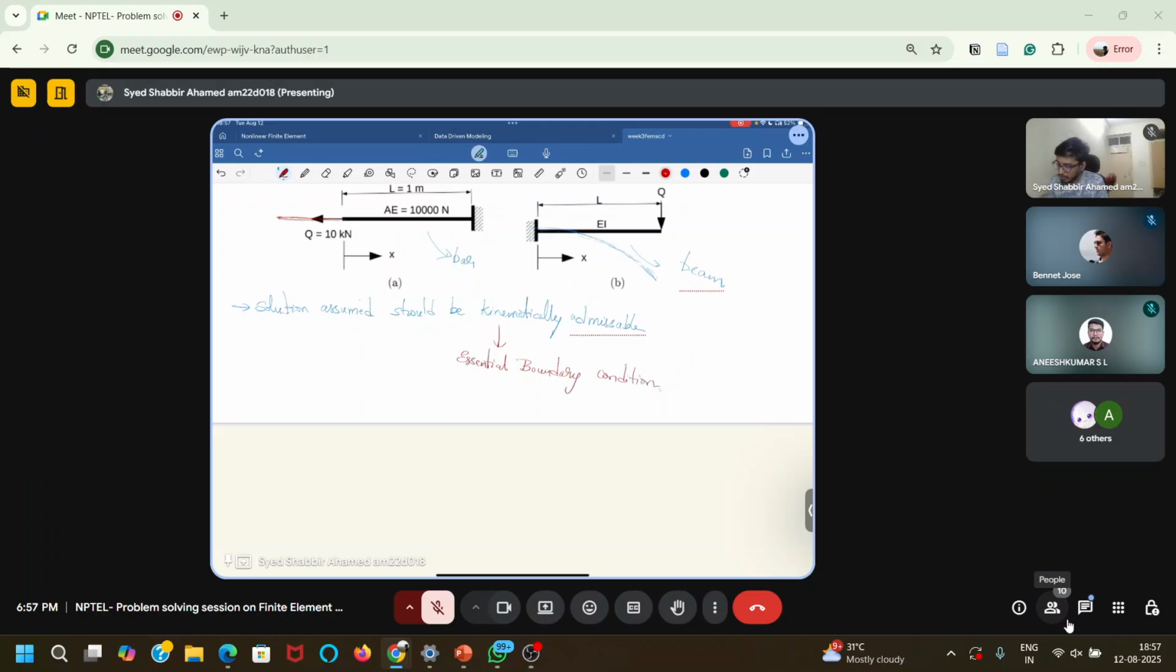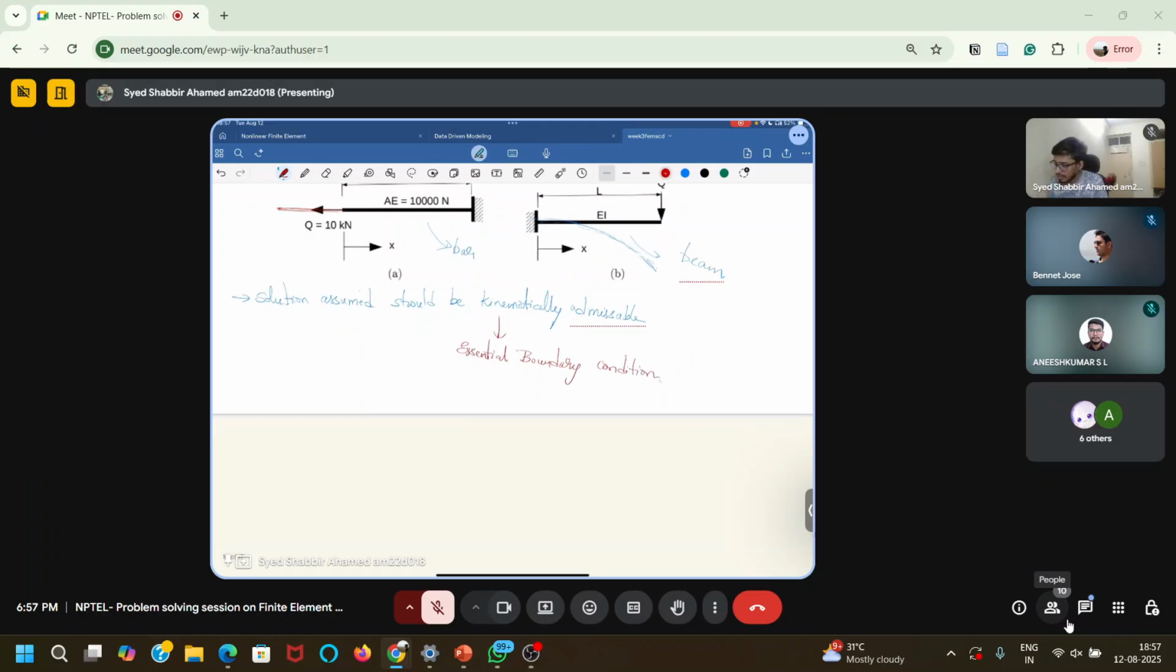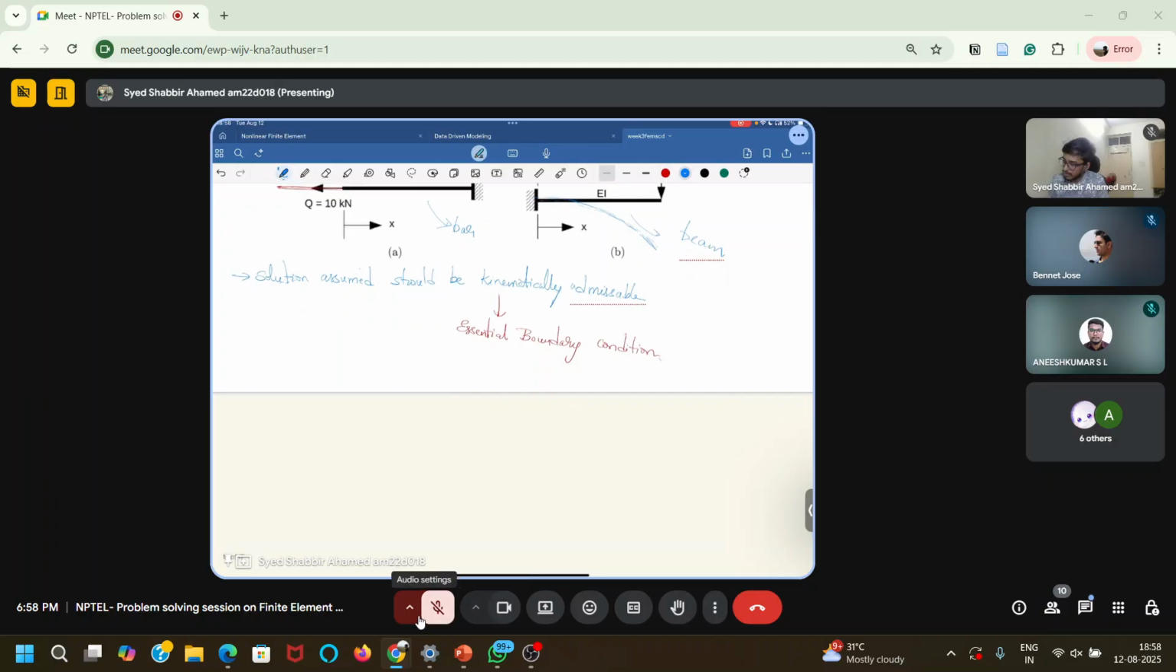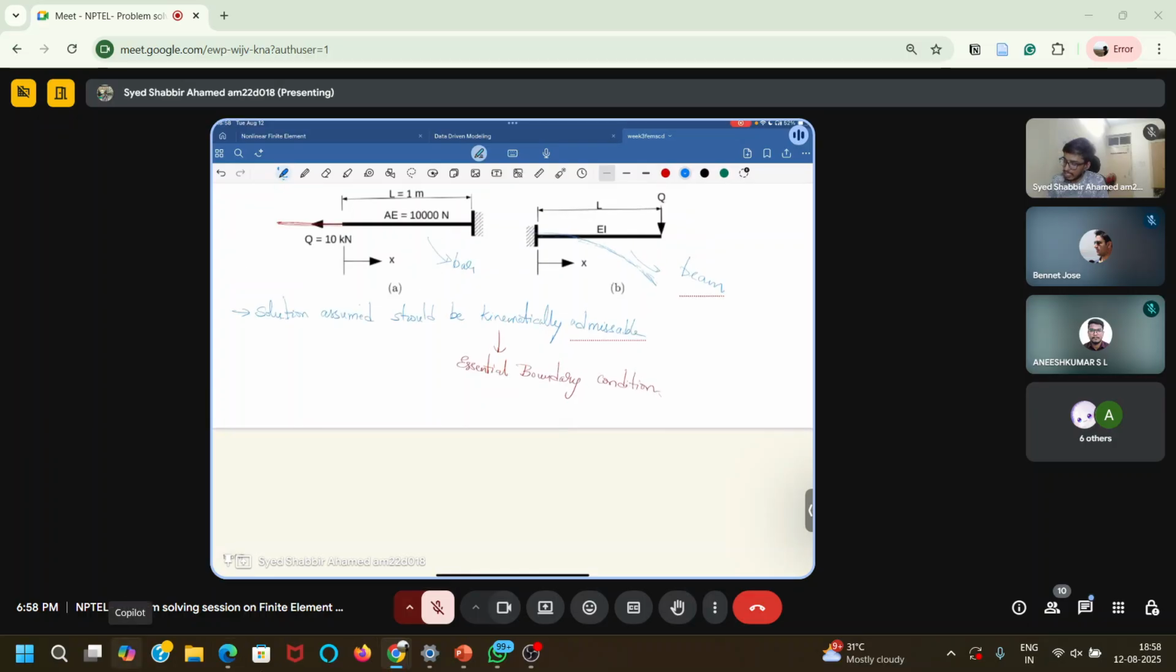Essential boundary. Okay. Now let's take some approximate solution. Let's define what the boundary conditions are here.